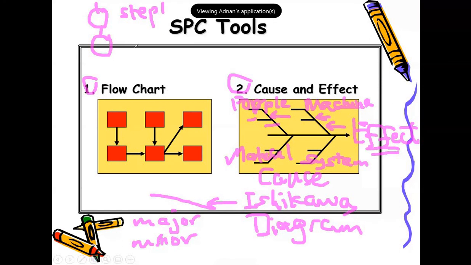Okay, step number two. For example, when you go to the registration office to renew your IC, or you want to request your passport, you have to follow certain steps. What is step one, step two, step three? Instead of explaining verbally in a descriptive paragraph, it's easier to put it in a flowchart.